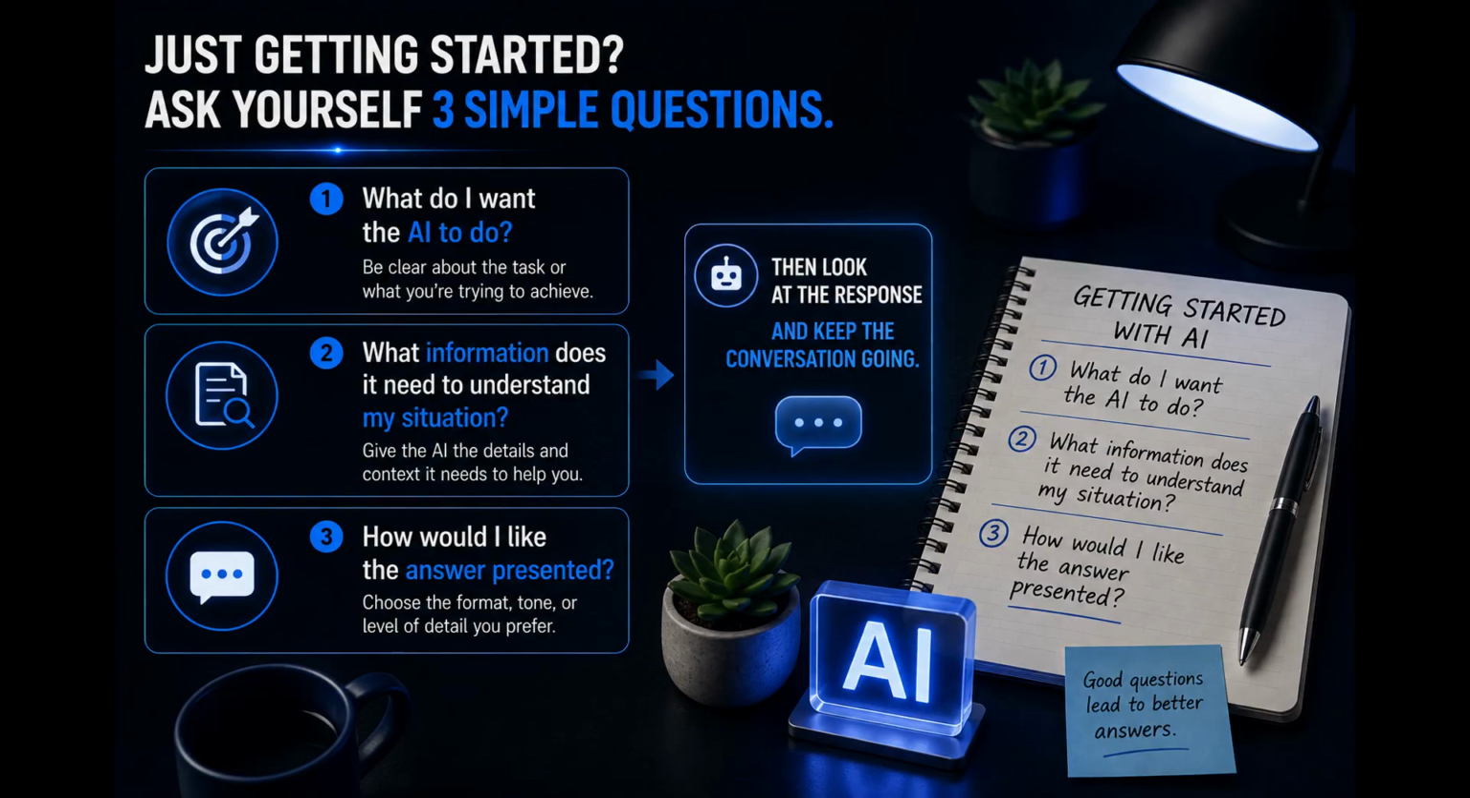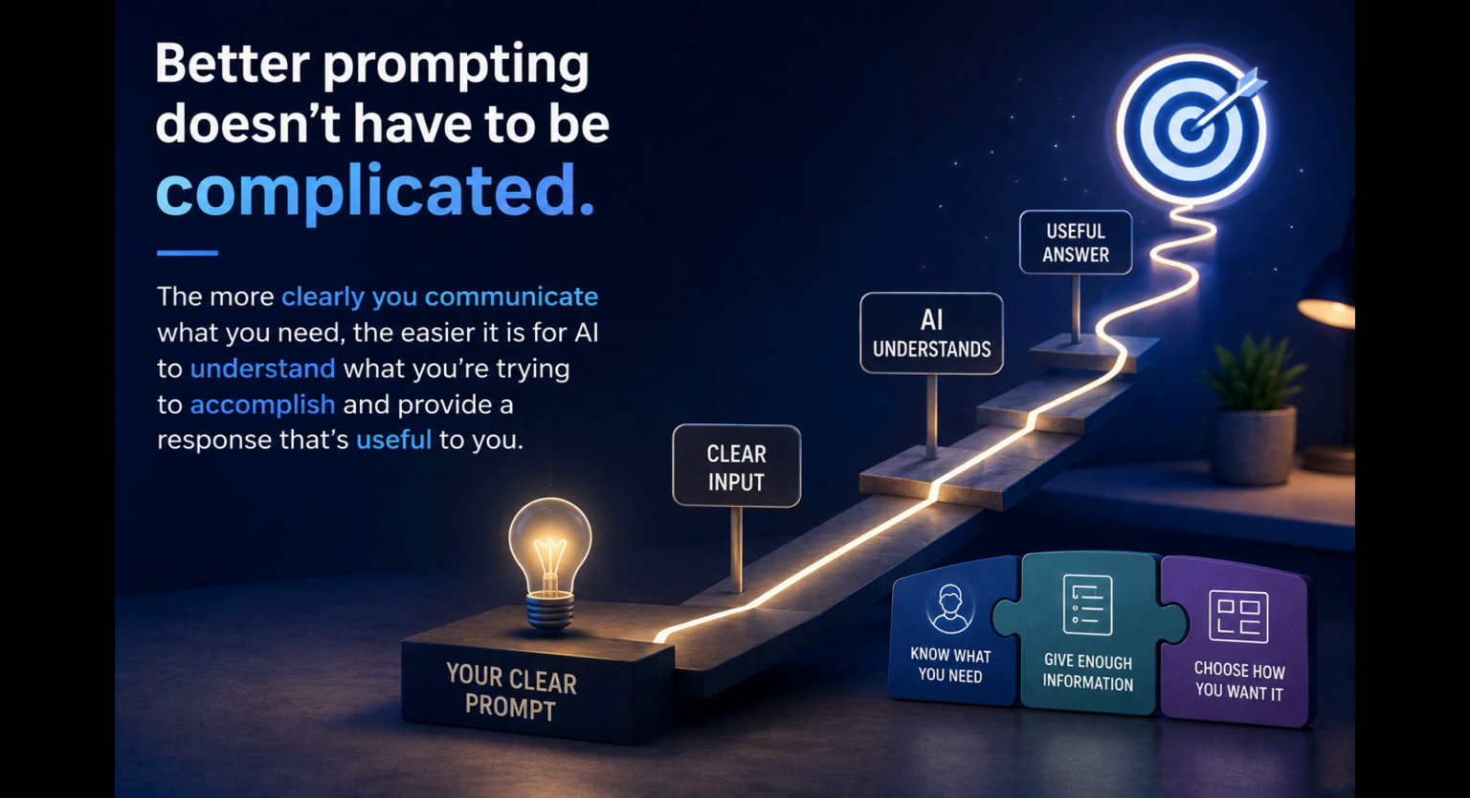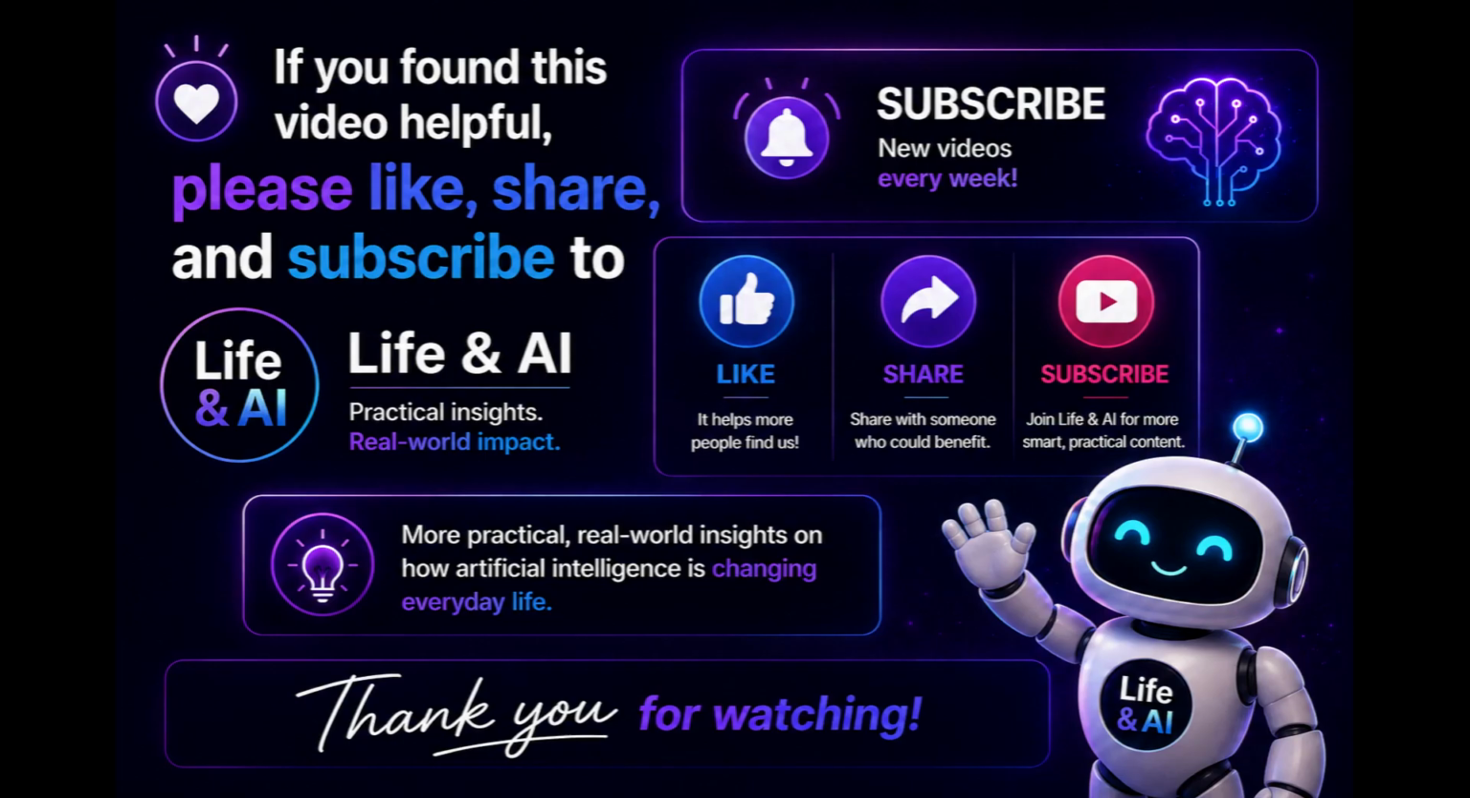If you're just beginning to use AI, start by asking yourself 3 simple questions. What do I want the AI to do? What information does it need to understand my situation? And how would I like the answer presented? Then look at the response and keep the conversation going. Better prompting doesn't have to be complicated. The more clearly you communicate what you need, the easier it is for AI to understand what you're trying to accomplish and provide a response that's useful to you.